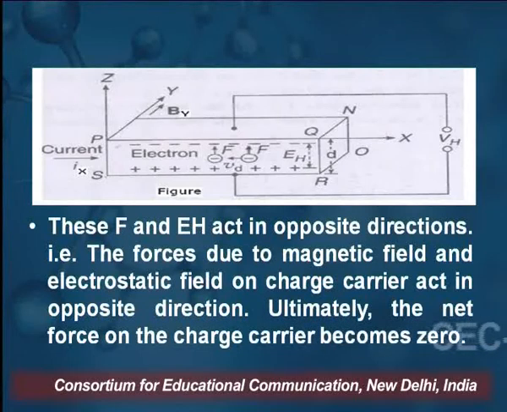Here we see a slab which is connected with VH. On the left hand side you see the current Ix supplied, the magnetic field B applied along the y axis, and the potential difference VH developed along the Z axis. But here we see that F and EH are in the opposite direction.